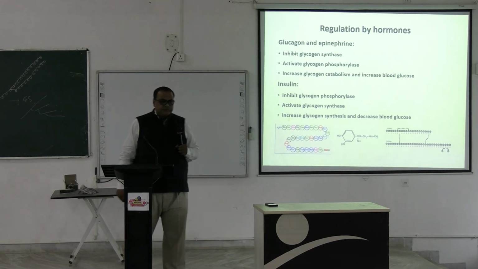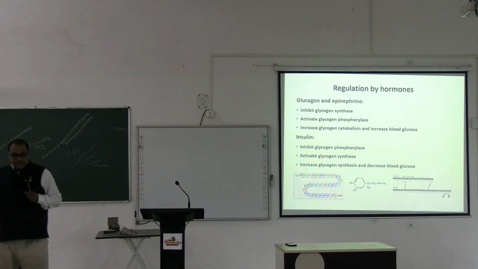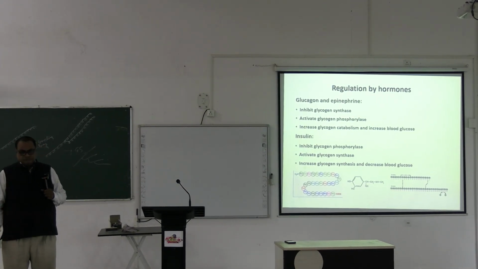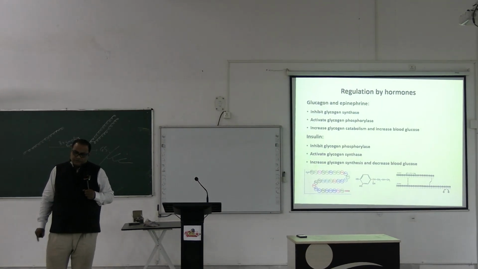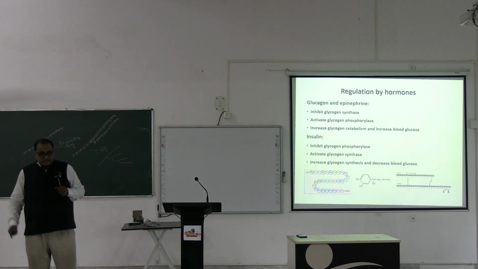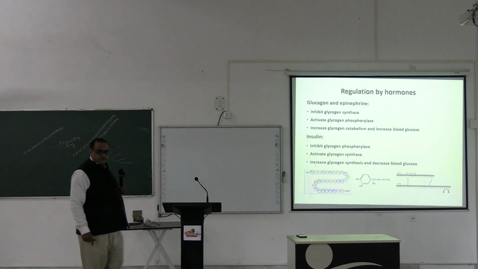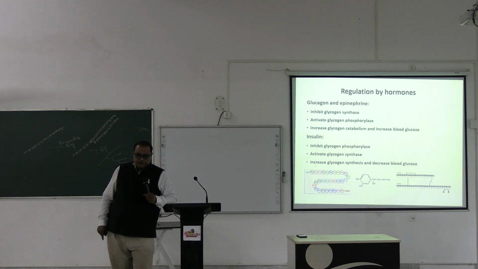Why? Because remember, the first line for insulin: insulin is an anabolic hormone, meaning it increases the dry weight of the body. So insulin must not inhibit processes which increase the dry weight, that is, glycogen synthesis. And insulin must inhibit the processes which decrease the dry weight, because it is an anabolic hormone. So it will inhibit glycogen breakdown and promote glycogen synthesis.